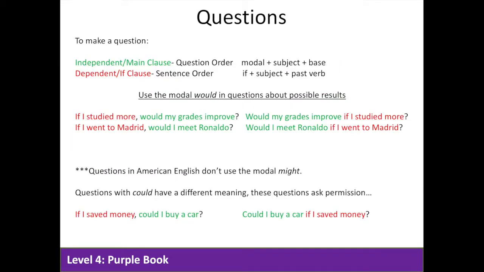To form questions using the present unreal conditional, you'll need to remember the question structures for each clause. In the independent or main clause, we use the question order structure. For example, we start with the modal, followed by the subject, and then the base verb. However, in the dependent clause, or the if clause, we use sentence order. This means we start with if, followed by the subject, and then the past tense verb.